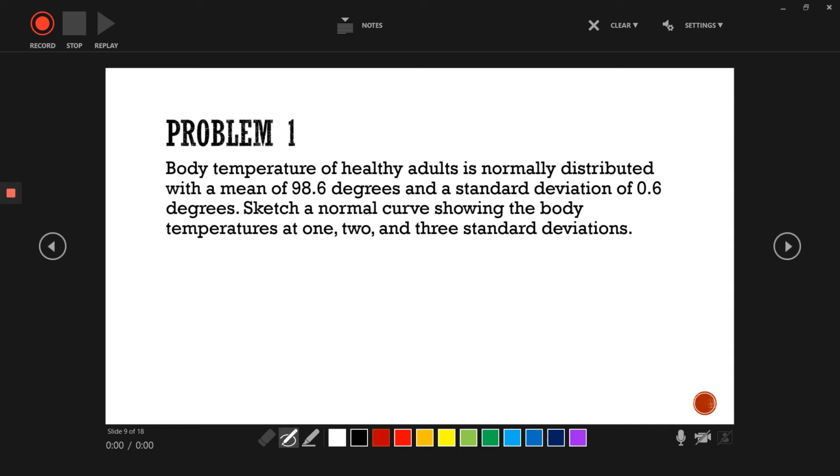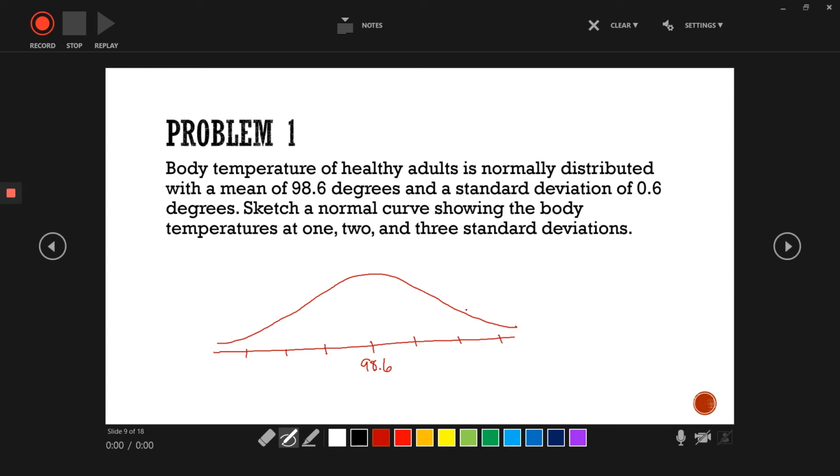So here's a problem. The body temperature of healthy adults is normally distributed with a mean of 98.6 degrees and a standard deviation of 0.6 degrees. Sketch a normal curve showing the body temperatures at 1, 2, and 3 standard deviations. All right. So we're just going to make our curve and put our mean in the middle. And then 1, 2, 3 standard deviations up, 1, 2, 3 standard deviations down.